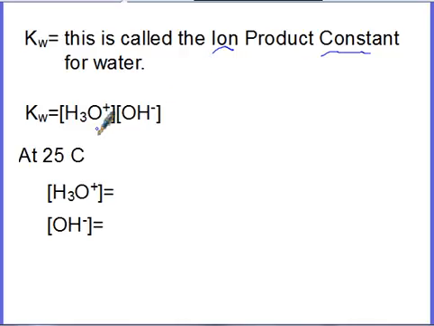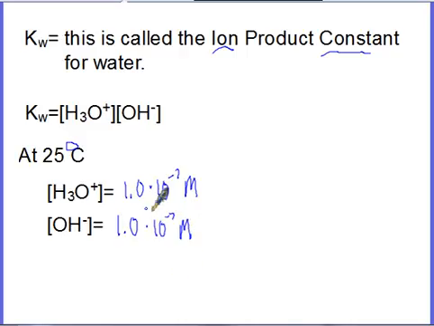Kw is equal to the concentration of hydronium times the concentration of hydroxide. At 25 degrees Celsius, these concentrations have been measured. At 25 degrees Celsius, the concentration of hydronium in water has been measured to be 1.0 times 10 to the negative 7th molar. The concentration of hydroxide at 25 degrees Celsius in pure water has been found to be 1.0 times 10 to the negative 7th molar.